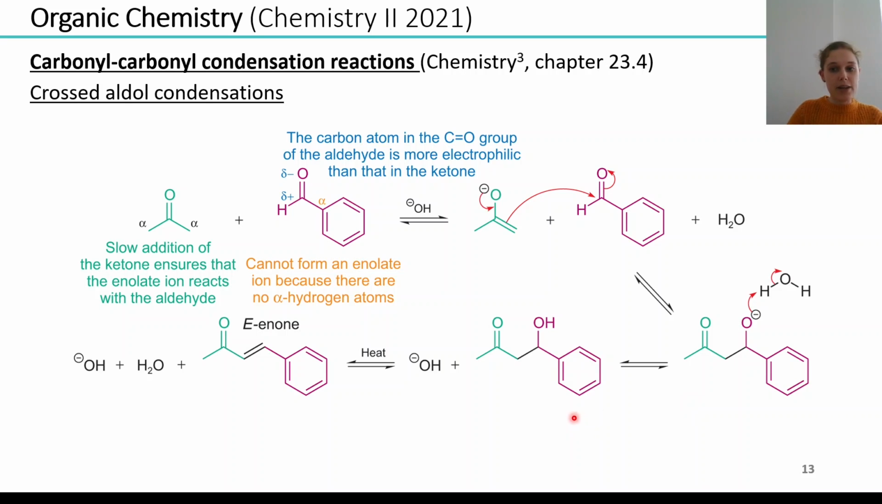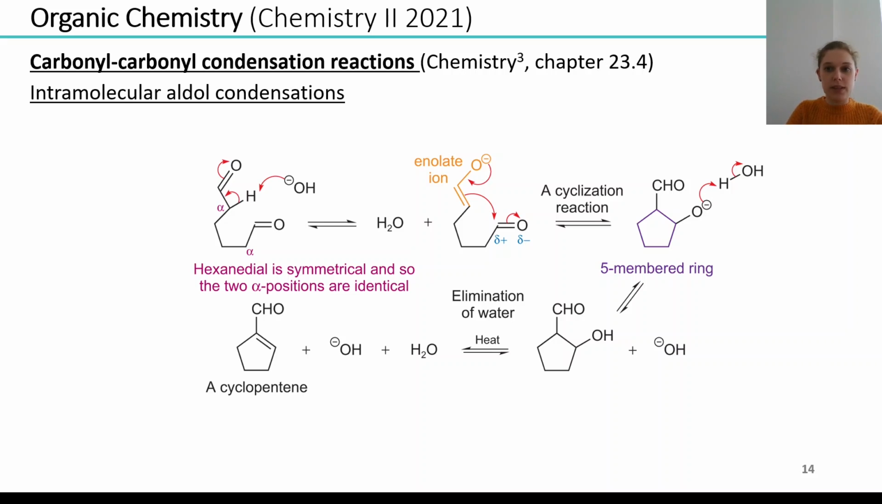Finally, the beta-hydroxyketone is heated with the hydroxide ions in order to eliminate water, and hereby the E-enone is formed as product and the base catalyst is regenerated. Let's turn now to the intramolecular aldol condensations. And in an intramolecular aldol condensation, the starting material, which contains 2 carbonyl groups, is heated with a base and a cyclic product will result.